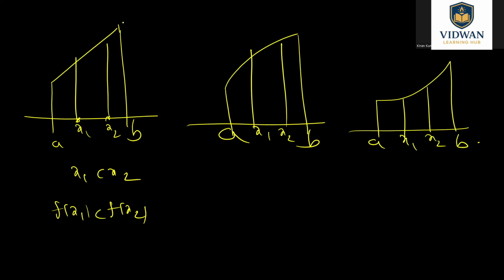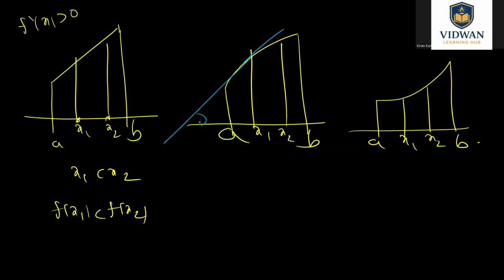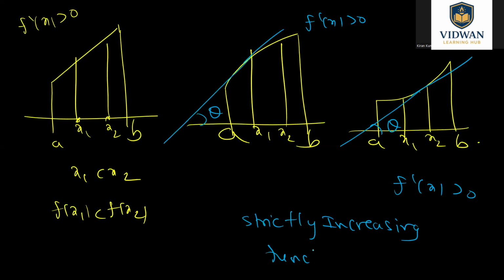And here the slope of this line is always positive. So f dash x is positive. Here the tangent drawn to this curve will always make acute angle with the axis. So slope is positive means f dash x is positive. Here also the tangent will make acute angle with the axis. So slope is positive. So f dash x is positive. So overall, all the three will represent strictly increasing function. These are the graphs for strictly increasing function. You can note this. This will be common for all of them, and f dash x is positive for all of them.